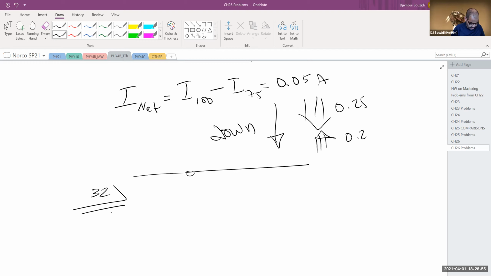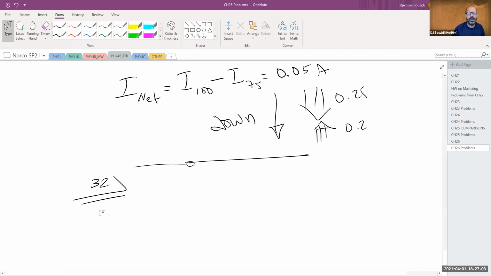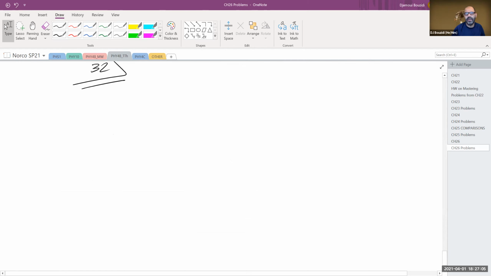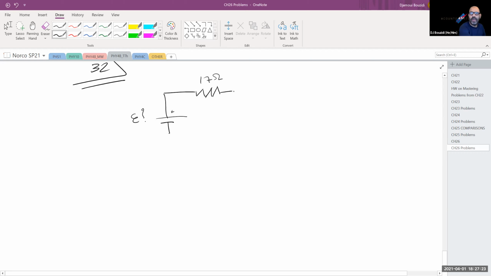Wow, that's not... Okay, so we need to find the current through the ammeter A. So let me redraw the circuit because it's quite involved, okay? So let's see here. We have a battery first that is oriented this way with an EMF that we don't even know what it is. And we have a 17 ohm resistor. And we have that famous 6 ohm resistor that we know a lot about.